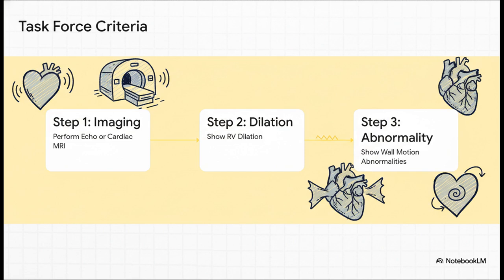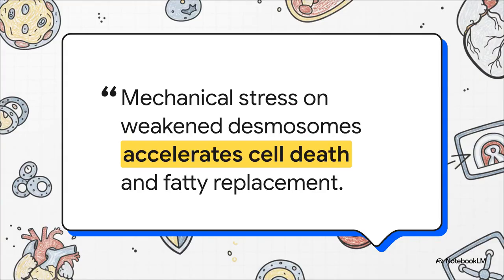Now, Sarah, speaking of stressors on that wall, why is exercise restriction so incredibly critical for these patients? It's because that mechanical stress, the pounding from exercise, on those already weakened desmosomes just accelerates the cell death and the fatty replacement. Things like high-intensity sports dramatically increase the risk of ventricular tachycardia and sudden cardiac death. The guidelines are completely unequivocal on this. If you have a definitive ARVC diagnosis, competitive and high-intensity sports are absolutely forbidden.